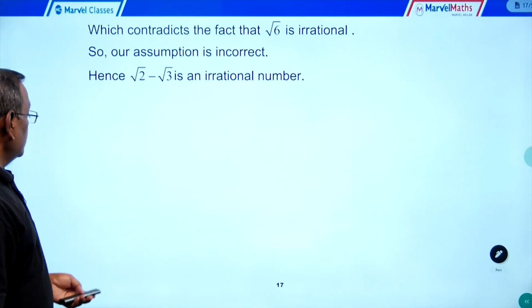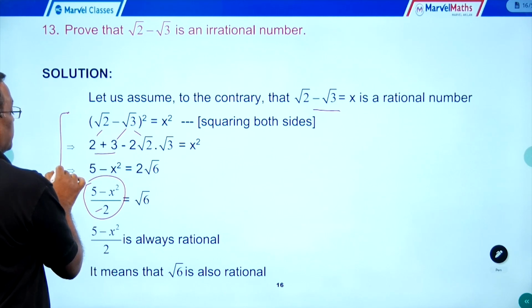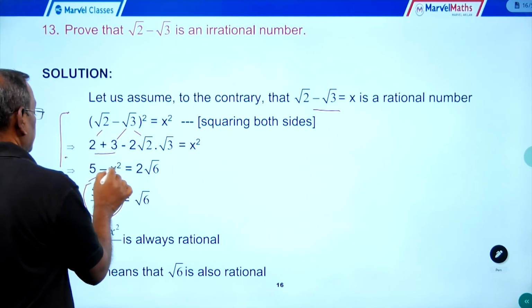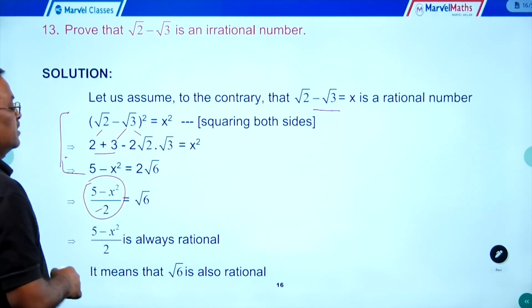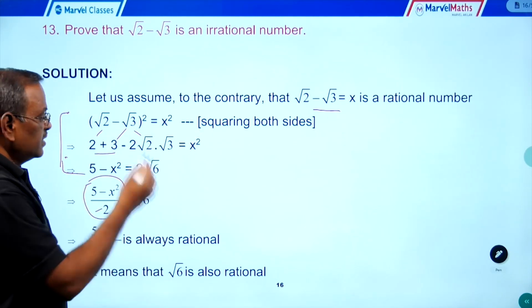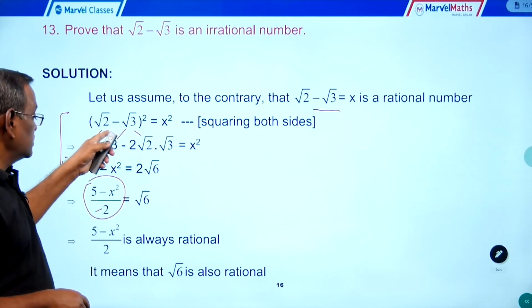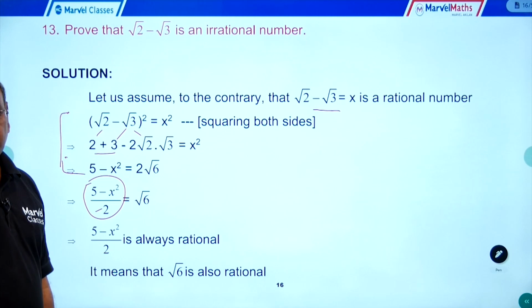So one important advice is that these three steps are very, very important. Whenever a new pattern is given, whenever two irrational numbers are given, reduce into standard form. How to reduce into standard form? Only by squaring on both sides. After that, apply the concept of the method of contradiction.